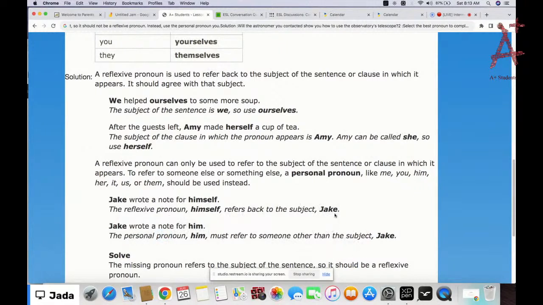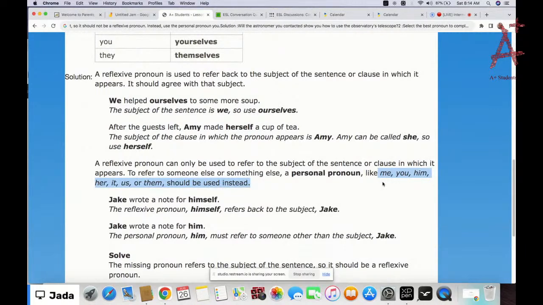So if it's somebody else, you can say "Michael wrote a song for them." Okay, "Micah wrote a song for us." When you use the personal pronouns that we have here, we know that you're referring to somebody and it is not about yourself. But if you are referring to yourself, you have to use a reflexive pronoun.